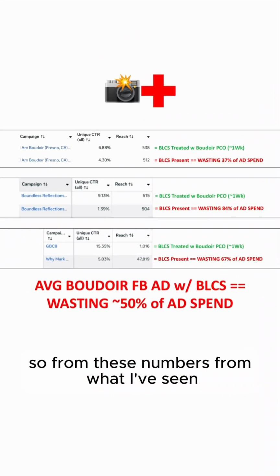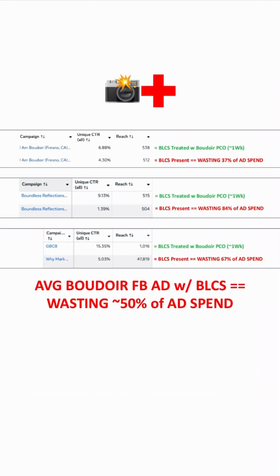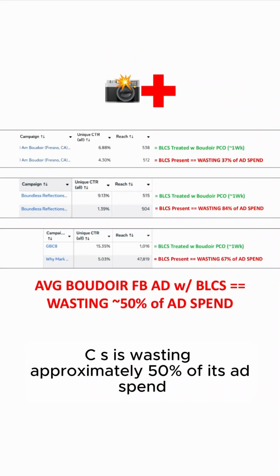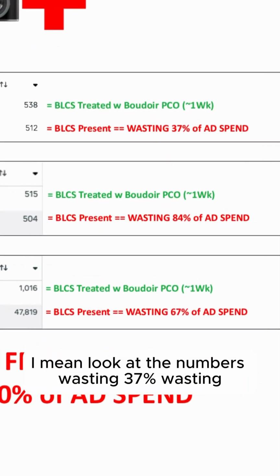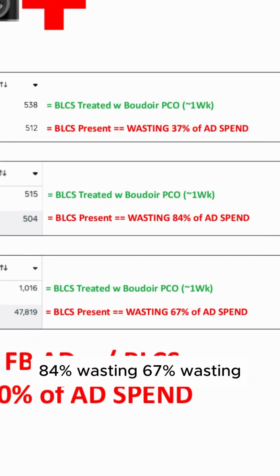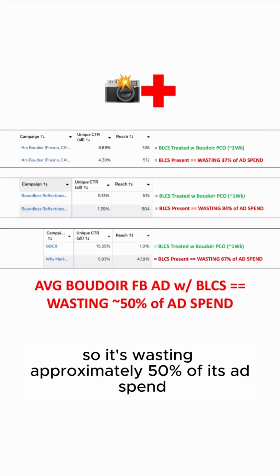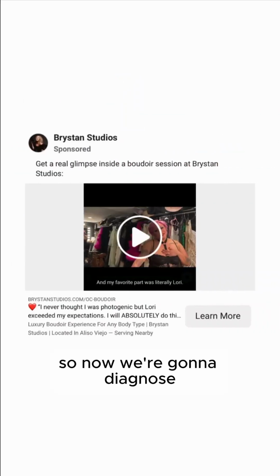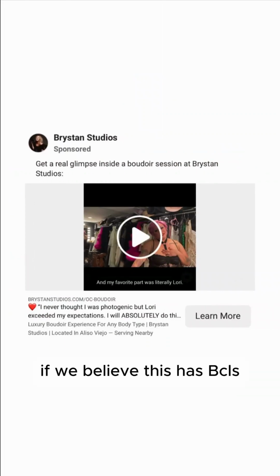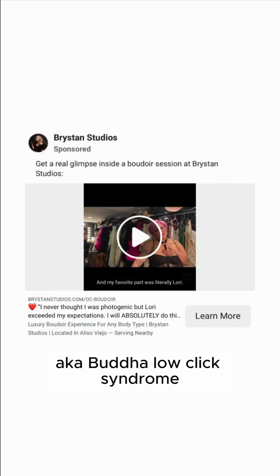So from these numbers, from what I've seen, the average boudoir Facebook ad with BLCS is wasting approximately 50% of its ad spend. I mean, look at the numbers, wasting 37%, wasting 84%, wasting 67%, so it's wasting approximately 50% of its ad spend. All right, so now we're going to diagnose if we believe this has BLCS, aka Boudoir low click syndrome.